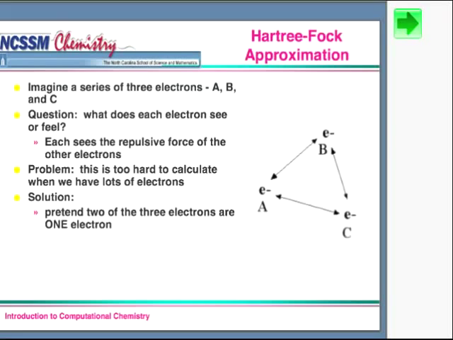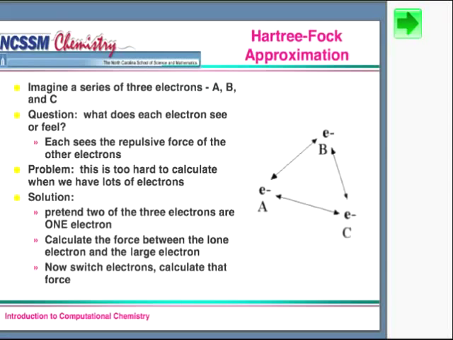What mathematics do I have to do now? I only have to do one calculation. I have to ask, what force does electron C feel when it sees electron AB? Remember, AB is one big electron. So I calculate that force between the lone electron and the large electron. Once I've done that, I switch the electrons. Now I take A and B apart, and A and C are now one big electron, so A and C now see electron B.